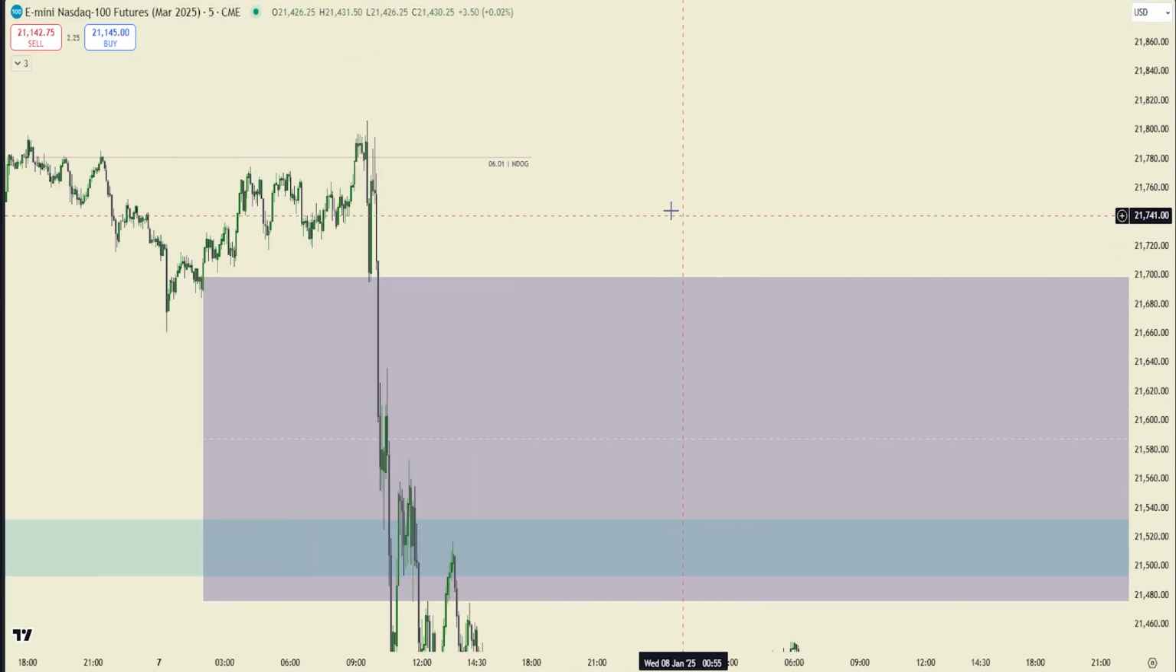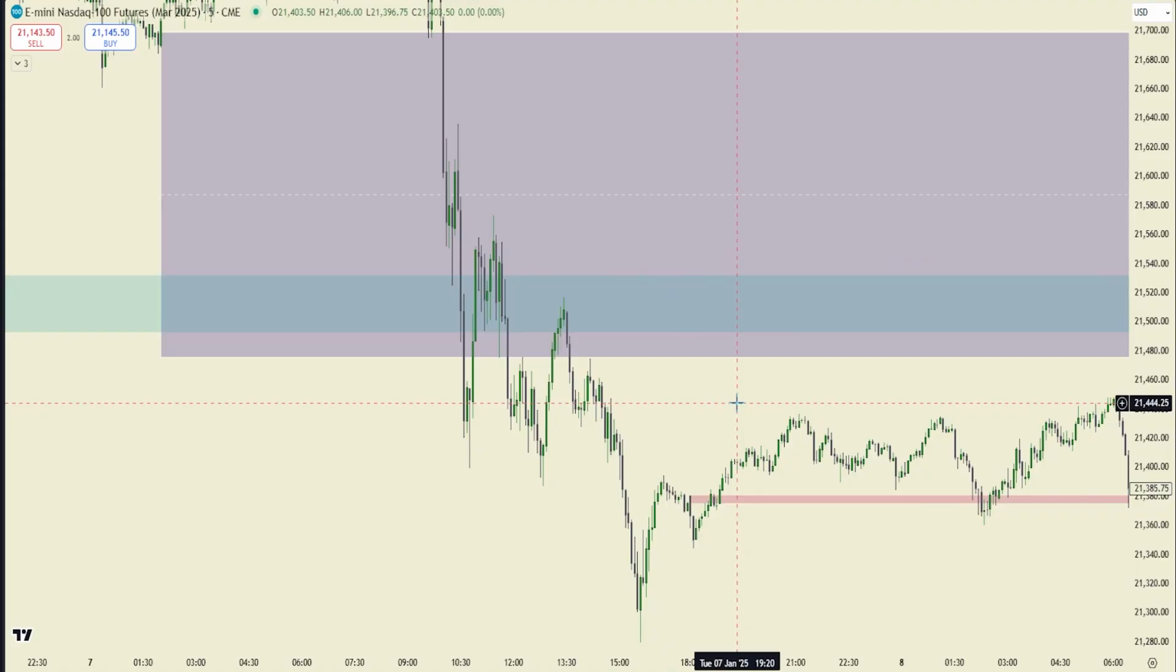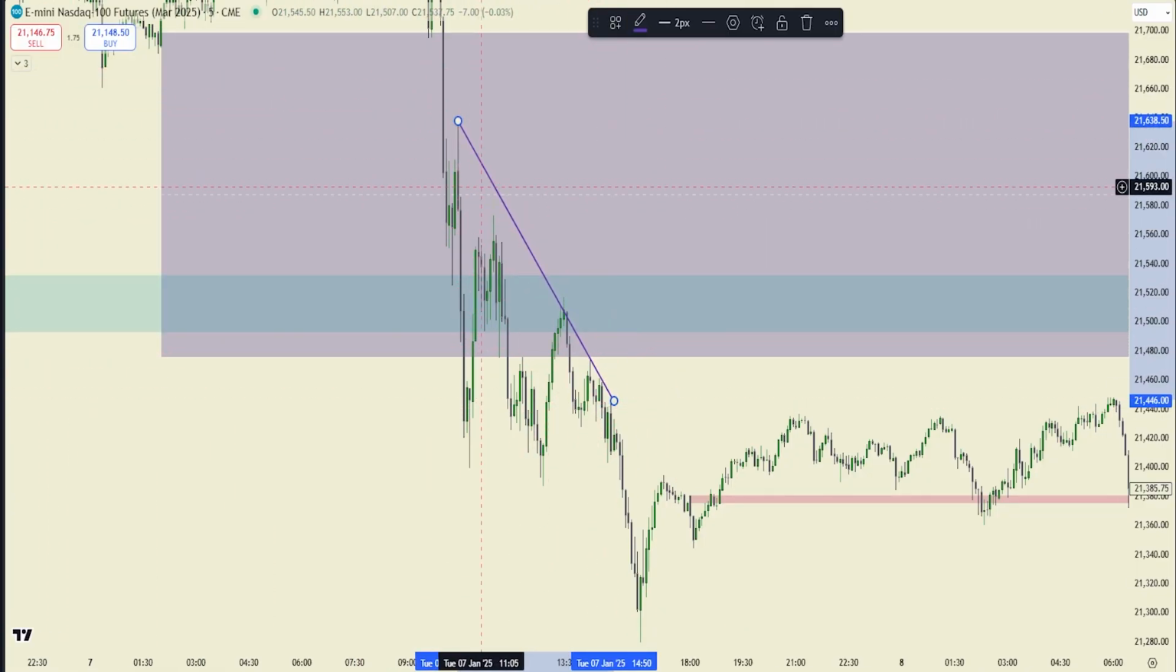I don't understand what LRLR you keep mentioning. Are you talking about this? Because this to me is a little steep. I don't think this would be considered LRLR.